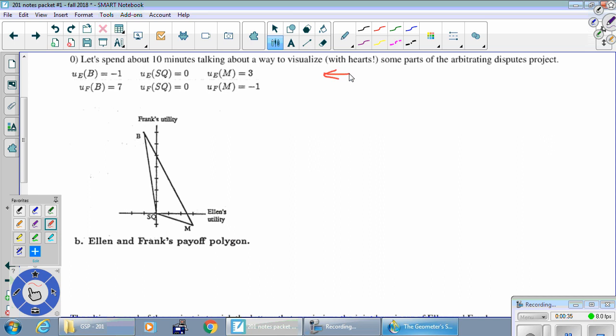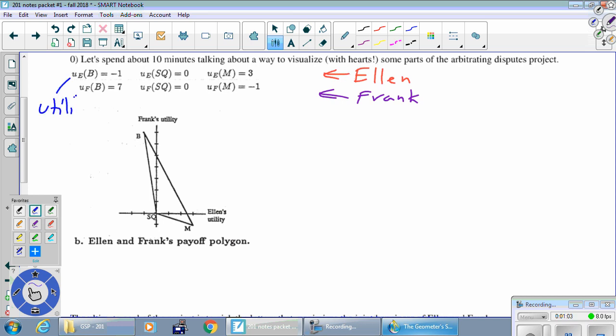So this first row, the E stands for Ellen. That's one of our participants. And in the second row, the F stands for Frank. That's the other person. And as you recall from the project, Ellen and Frank are trying to decide where they should go on vacation. Their options are the beach, the mountains, or staying home. And so we've asked Ellen and Frank to rate these three outcomes in terms of their utility. That's what the U stands for.